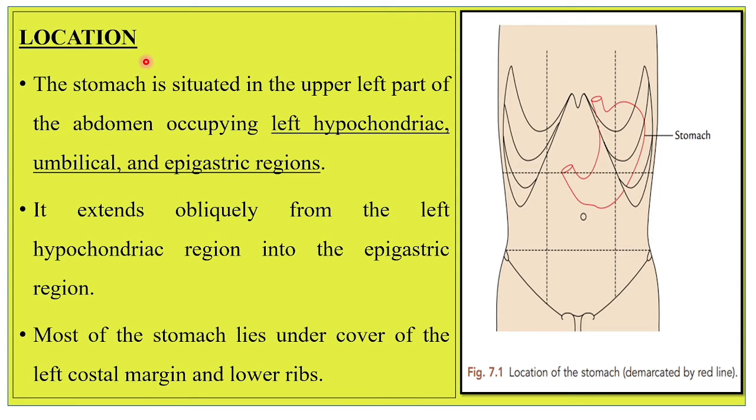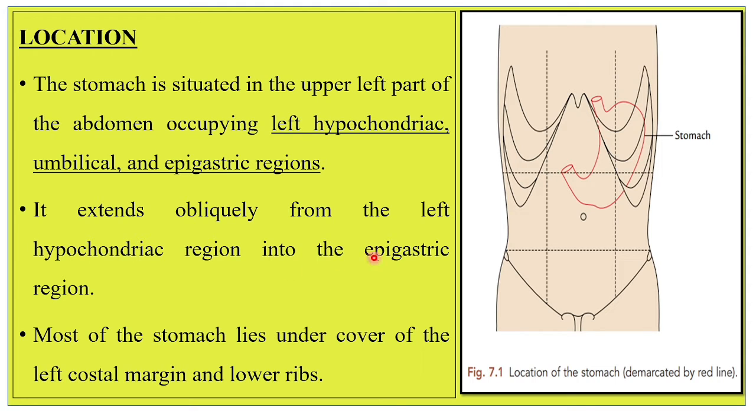And coming to the location, the stomach is situated in the upper left part of the abdomen, occupying the left hypochondrium, umbilical region and epigastric region. So the stomach is present in the left part of your abdomen, covering these regions. This is the left hypochondric region, this is the umbilical region, and this is the epigastric region. The stomach is present in between, covering these areas.